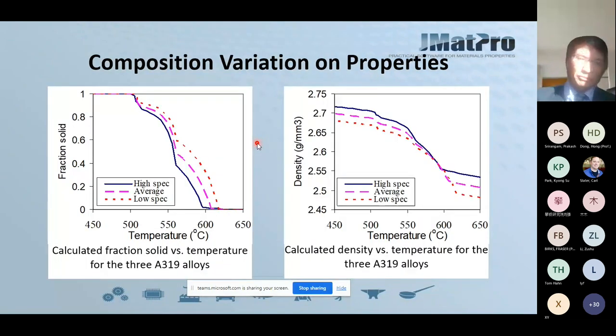As you can see here, there will be a difference in the fraction solid curve during solidification. Mind you, this is a cooling down process, so look at it this way. And you will also see the difference in the calculated physical properties, like here is the density as an example. So these different properties would mean that if you input those material data in your simulation software, you will have different simulation results.